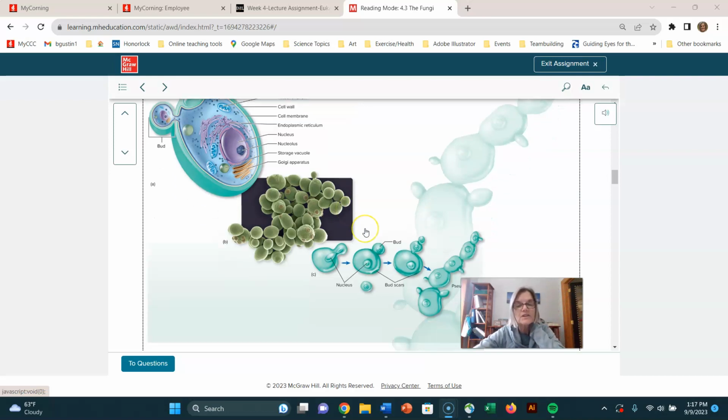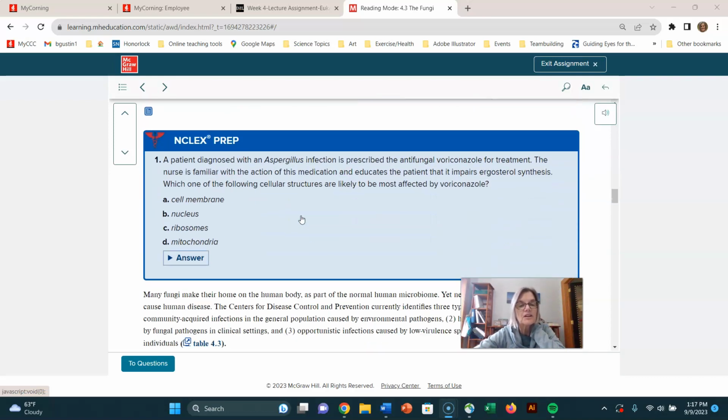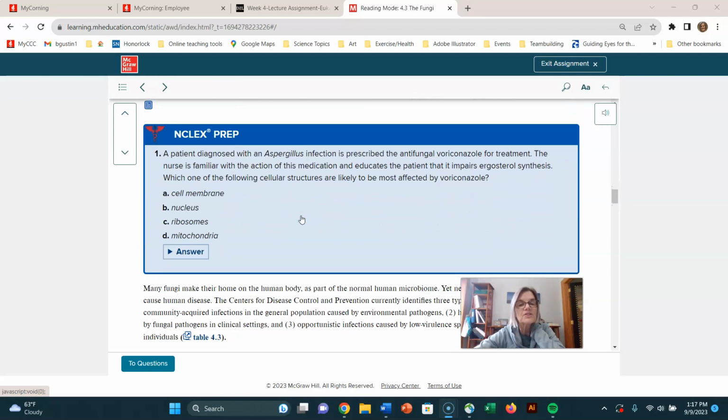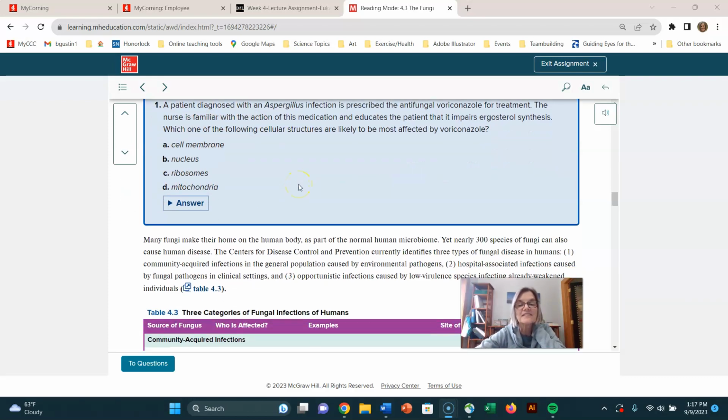Let's see. I'm going to skip around here. Actually, let me show you this. Here's that NCLEX question. A patient with aspergillus, which is a fungal infection, takes an antibiotic, and it's asking what part of the cell it is going to target. And so you could have figured that out from the discussion we just had.